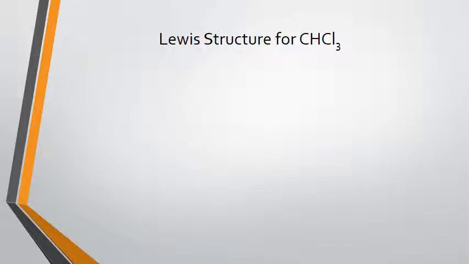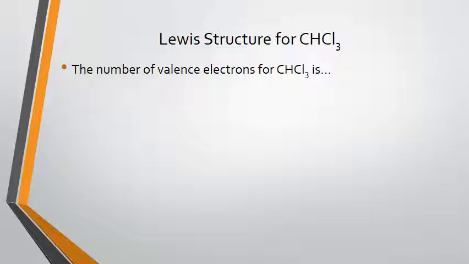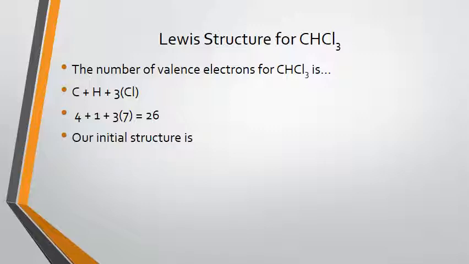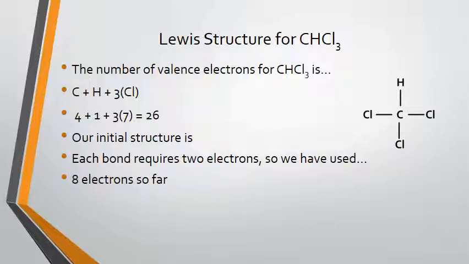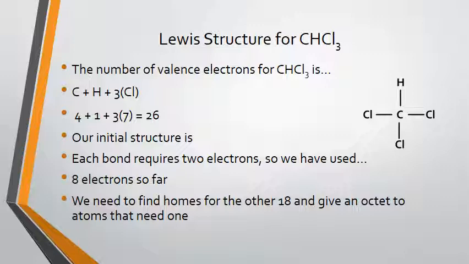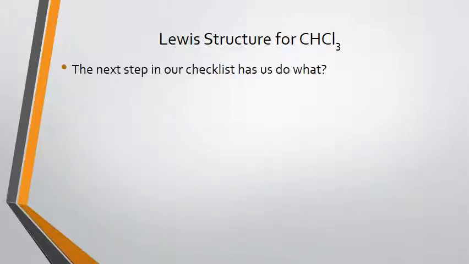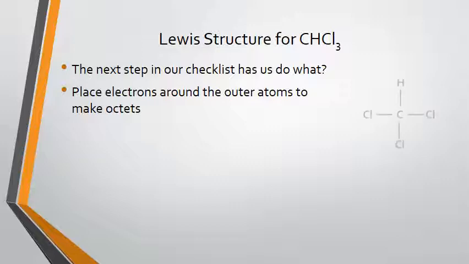So this is trichloromethane. You don't have to remember that. Number of valence electrons is, we've got a carbon, a hydrogen, 3 chlorines, 4 for the carbon, 1 for the hydrogen, 7 electrons for each chlorine. That gives us a total of 26. Initial structure. We've used 8 electrons so far because every bond is 2 electrons. We need to find homes for the other 18 electrons. We need to give octets for every atom that needs one. So we'll place electrons around the outer atoms. In this case, it's just going to be the chlorines. We'll talk about hydrogen in just a minute.